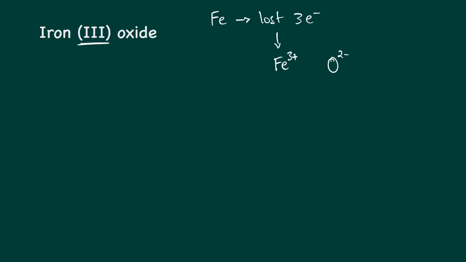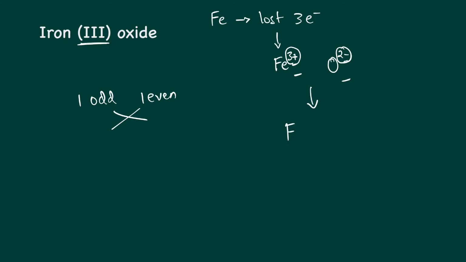Now what do you do in this case when you have charges that are not even, right? So like in this case you have 3 positive and 2 negative. Anytime you come across a situation where you have 1 odd, 1 even, you simply flip them. What does that mean? It means that this 3 right here is going to end up here. This 2 here is going to end up here. And obviously you're going to ignore the positive and the negative signs.